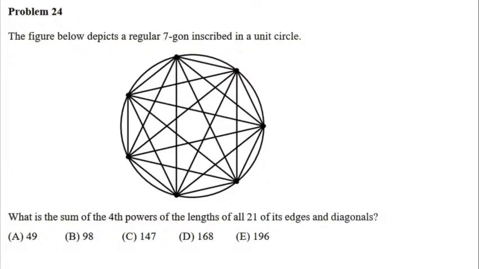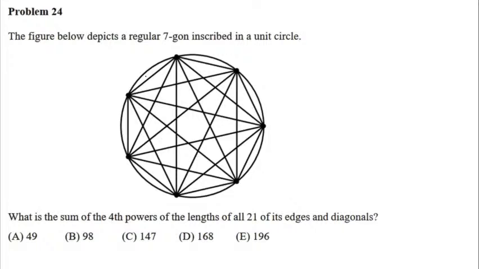AMC 12B 2022, problem number 24. The figure below depicts a regular 7-gon inscribed in a unit circle. What is the sum of the fourth power of the length of all 21 of its edges and diagonals?